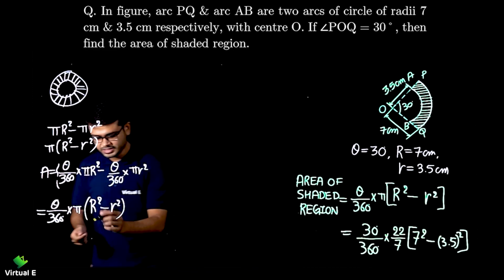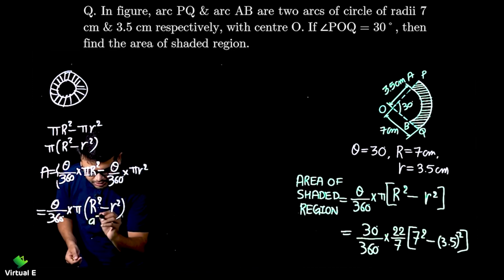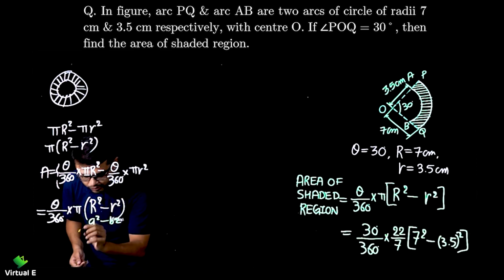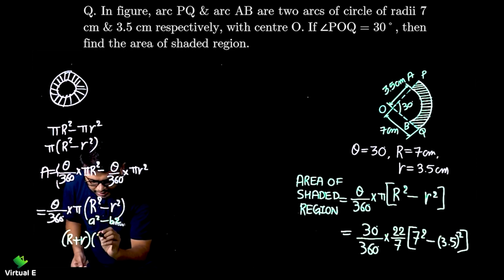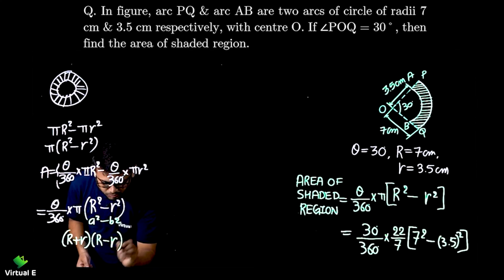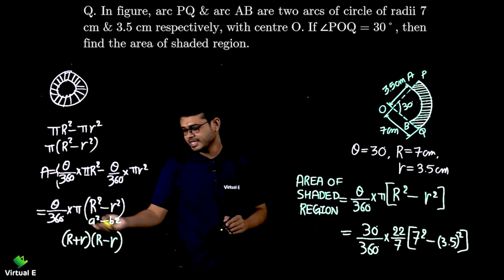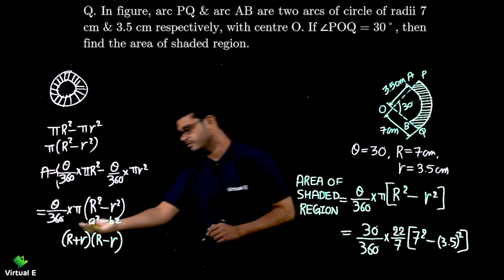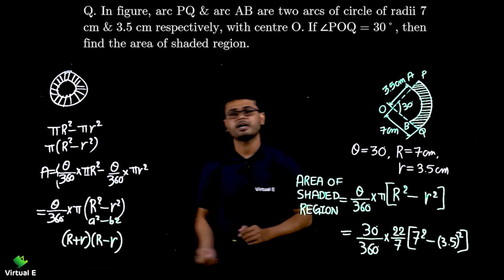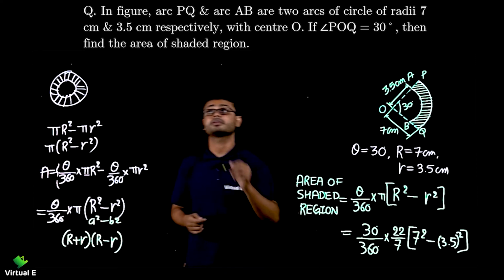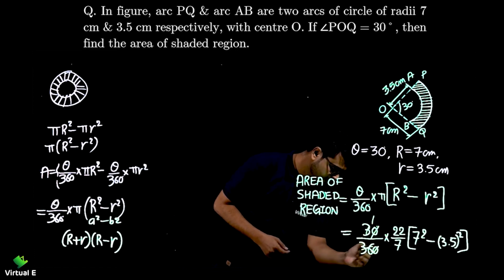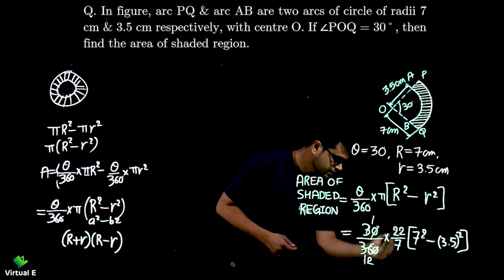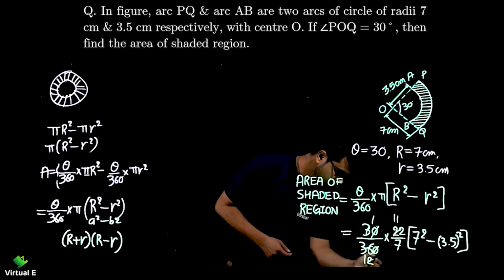How can I use it? See, a square minus b square, here a square minus b square. So how can I write capital R plus small r and capital R minus small r? Simple, very easy to do. A square minus b square is equal to a plus b into a minus b. Let's use that concept here and let's do cancellation if possible. 0, 0, 1 times and 12 times, right? Here let's say 11 times and here 6 times.